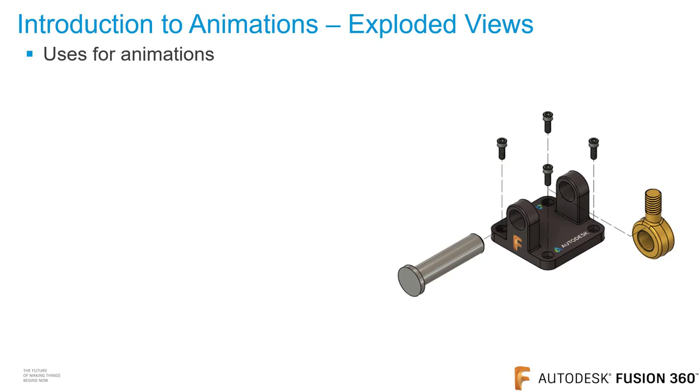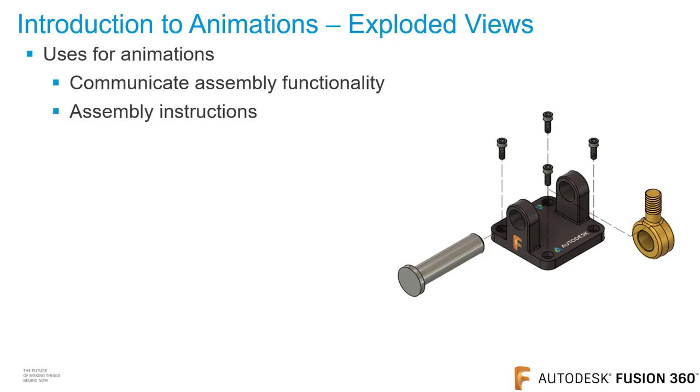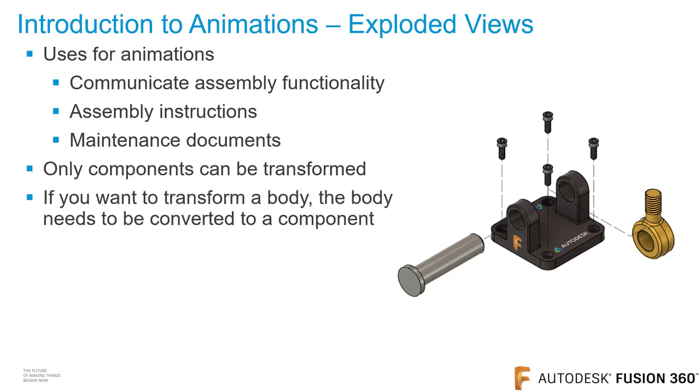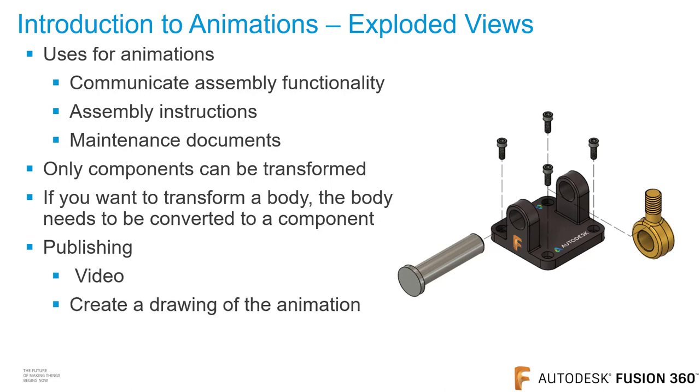Let's first discuss where animations can be used. They can be used to show others the intent of the assembly, to show how components will be assembled, and for maintenance documentation. When creating an animation, only components can be transformed. If you have bodies in your design that need to be transformed, they will need to be converted to components. And as I mentioned, when the animation is complete, you can create a video and create a drawing.